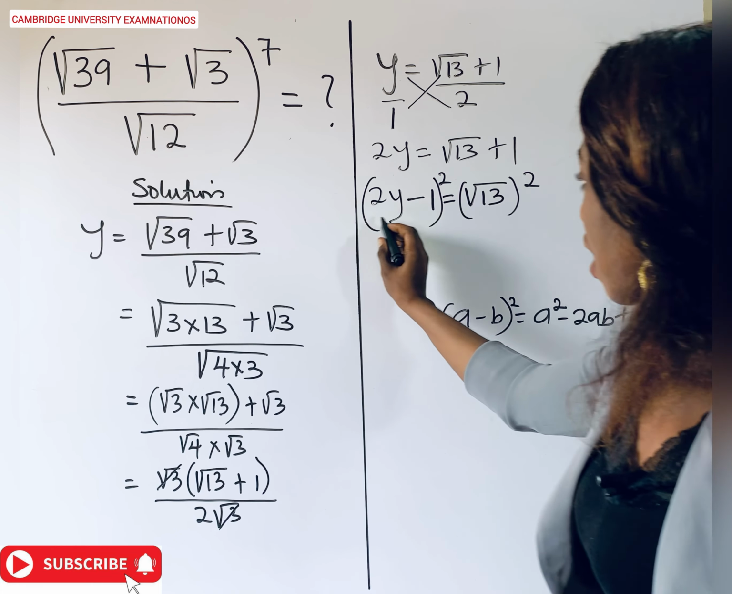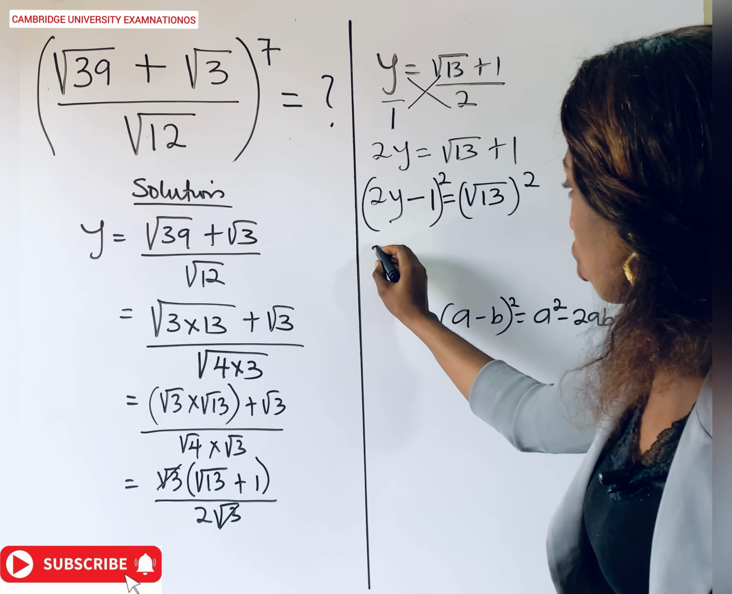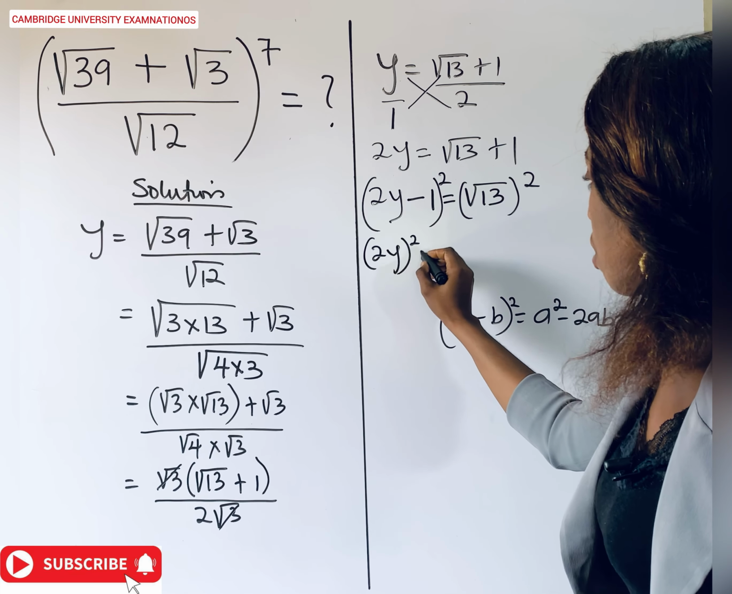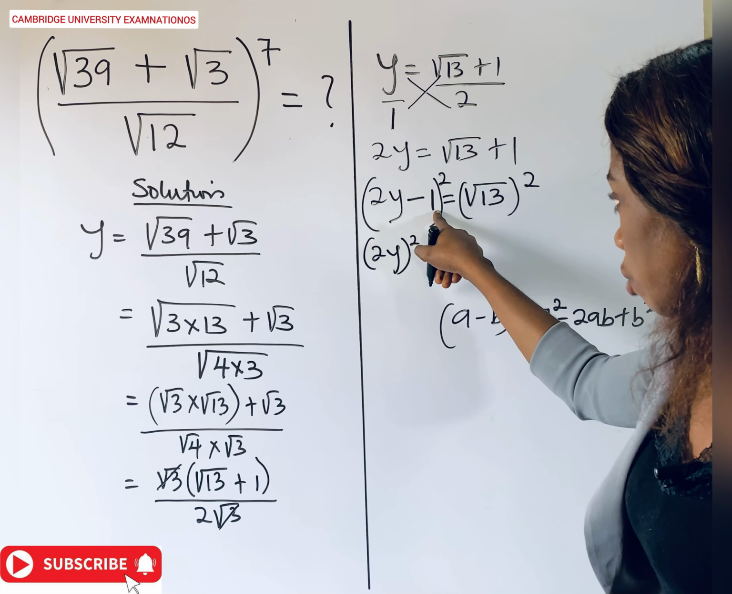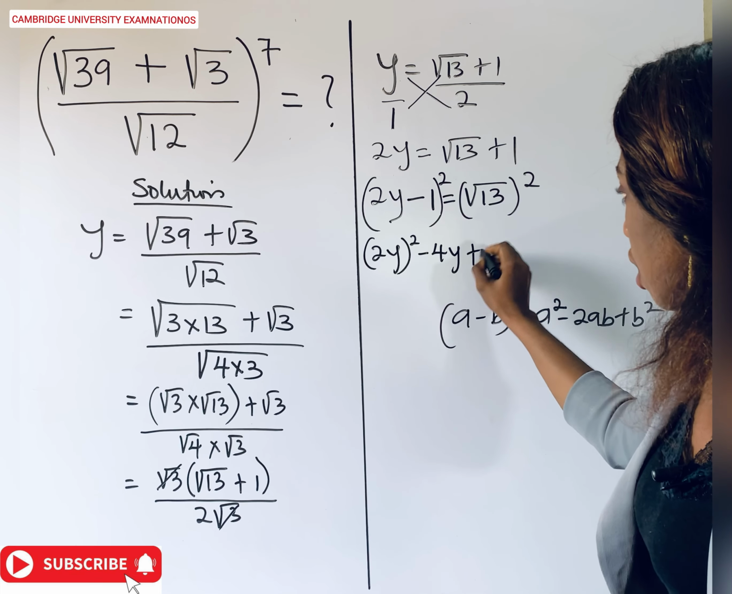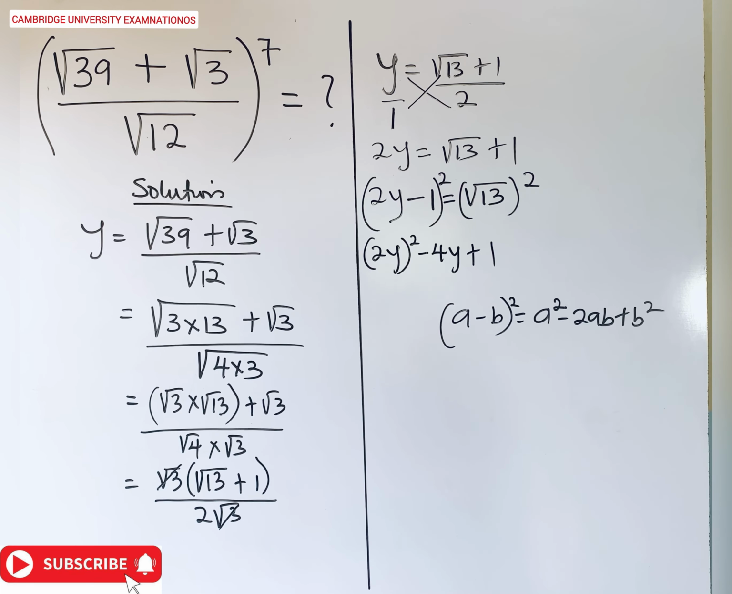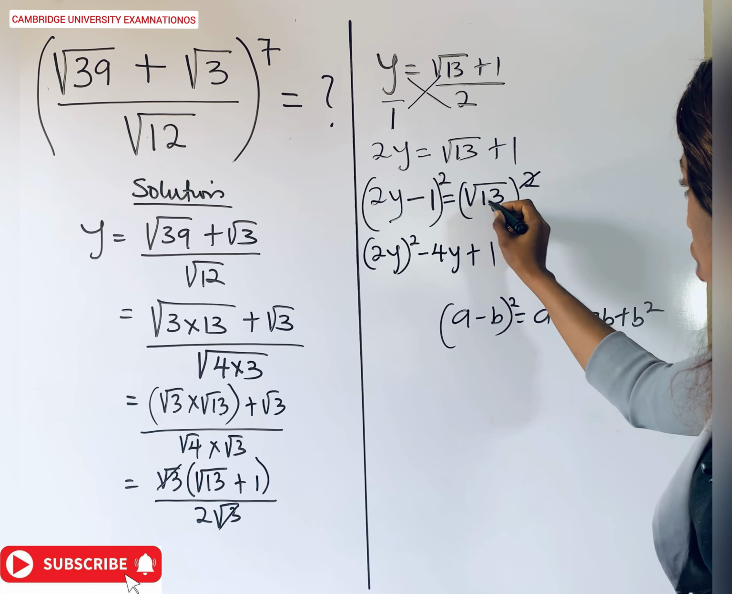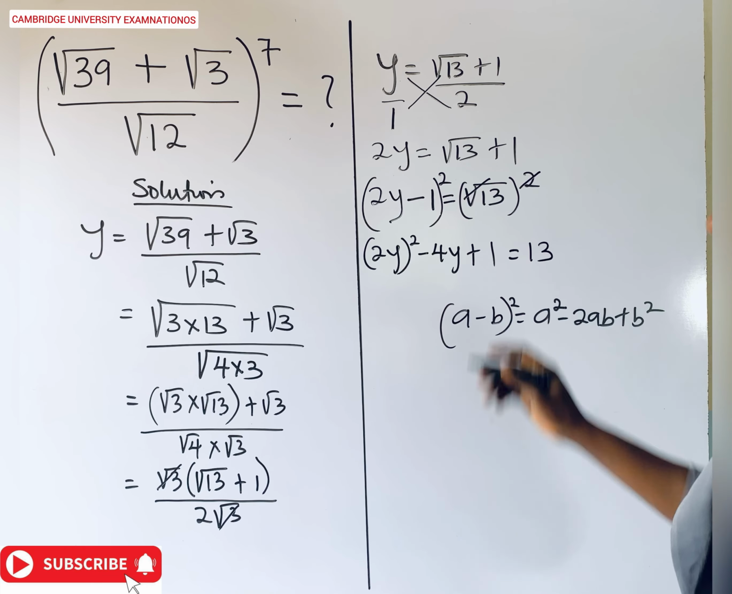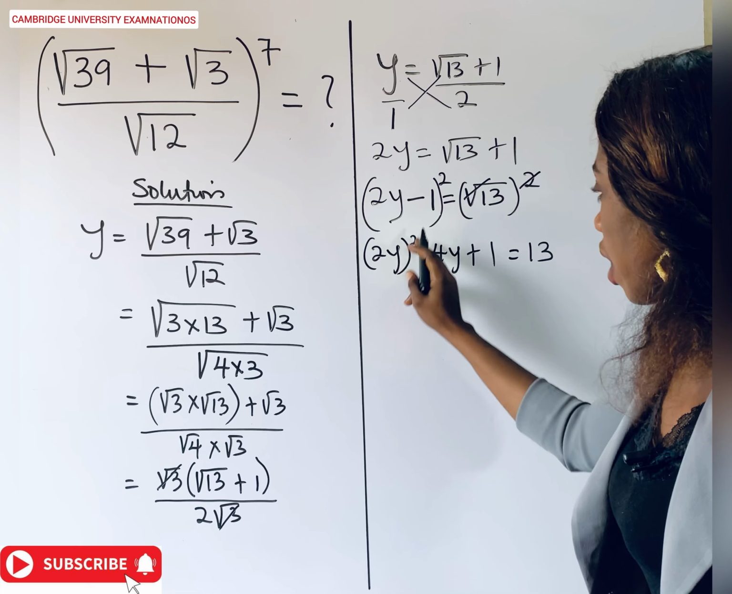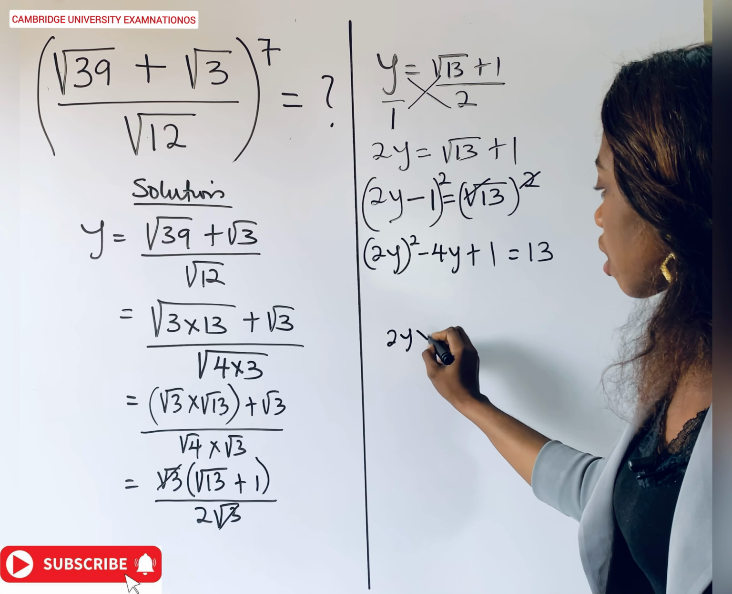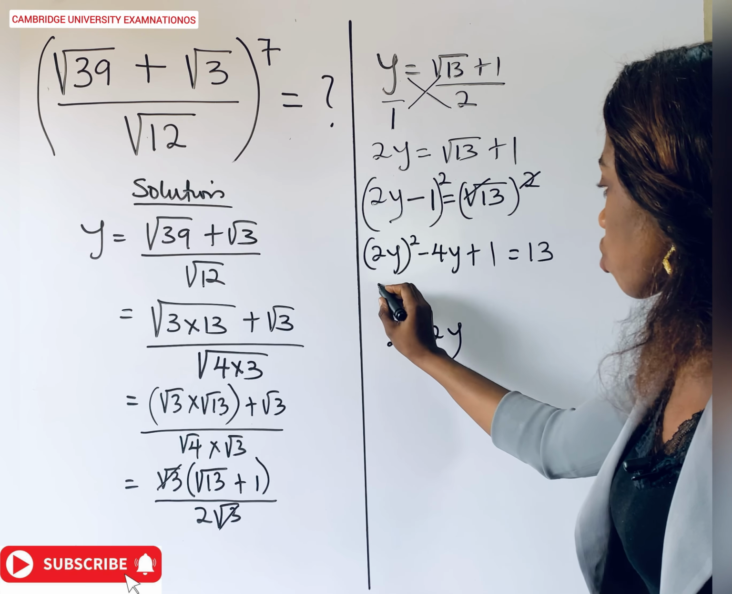So here now our a is 2y. So it's going to be 2y squared minus, use 2 to multiply 2y, it will give you 4y. Multiply by 1, you have 4y. Then square your 1, you have 1. Okay? Is equal to this square, we cancel the square root, you'll be left with 13. So what do you do again? We simplify again. 2y raised to power 2 means 2y 2 times, and 2 times 2 is 4.